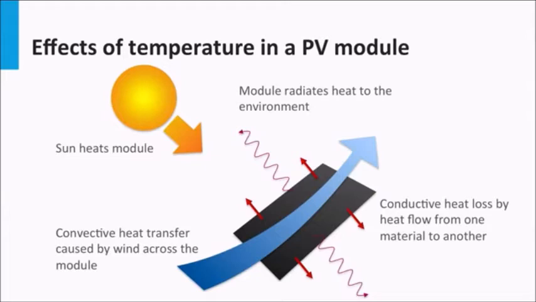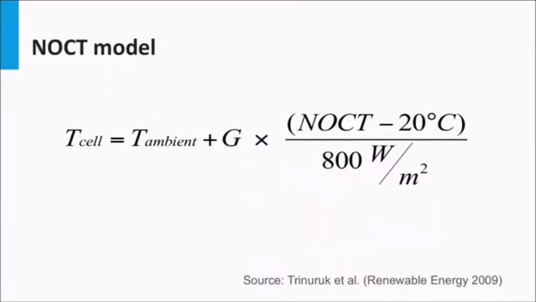Then, how do we estimate the module temperature based on the ambient temperature if we have to account for so many factors? Fortunately, there is a model provided in literature that gives a reasonable estimate of the module temperature as a function of the ambient temperature. This model is sometimes called the NOCT model due to the use of the nominal operating cell temperature, or NOCT, of the PV cell or module.